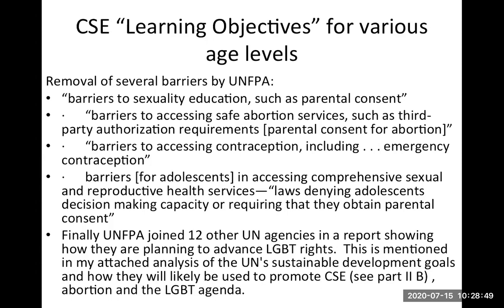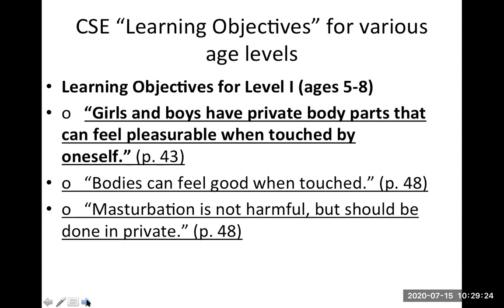Finally, the United Nations Fund for Population Activities joined with 12 other UN agencies in a report showing how they are planning to advance the lesbian, gay, bisexual, transgender, intersex, and etc. They are up to 180 different orientations and their rights. Now, this is mentioned in an attached analysis to the UN Sustainable Development Goals that we did some time for the UN diplomats.